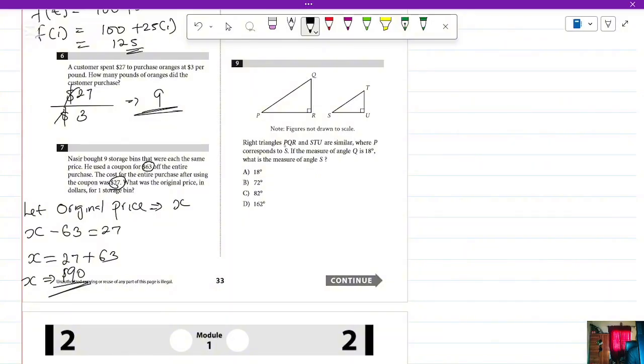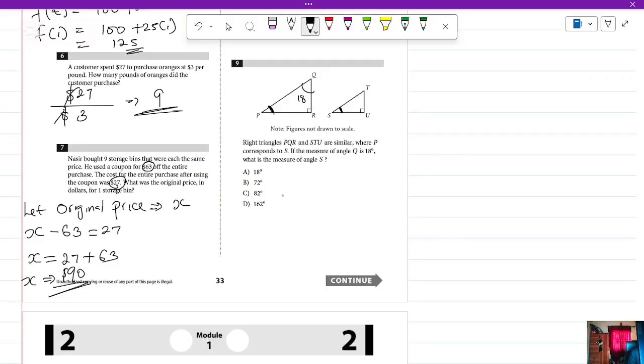If the measure of angle Q, this place, is 18, what is the measure of angle S? We are looking at this place. Remember that they are corresponding to each other. That means they are similar. So let's find the value of this place. So whatever that is here will also be the angle here.